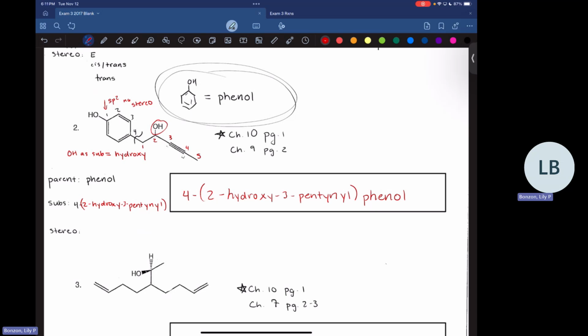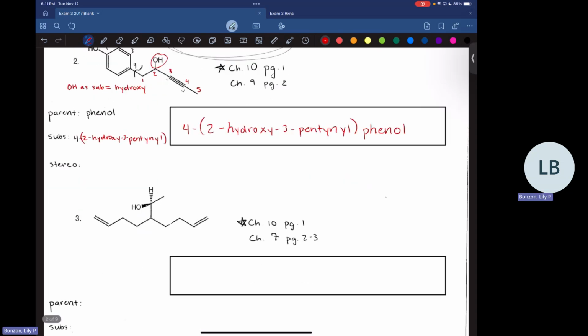The only substituent that we have on the pentynyl is going to be hydroxy, so that one's going to be first. The yne is within the pentyl part, so yeah. Yeah, so if we had like a methyl, then we'd do based on alphabetical and put it together. Any other questions on this one?